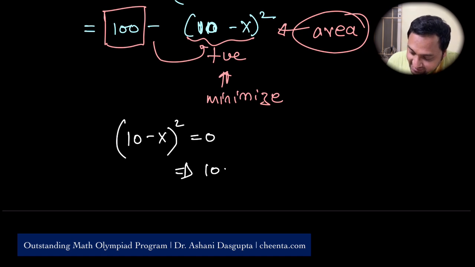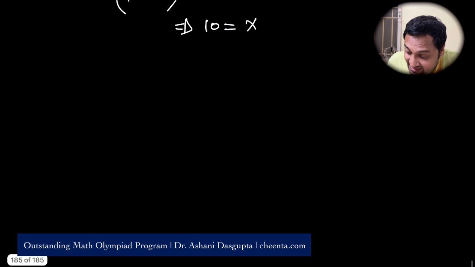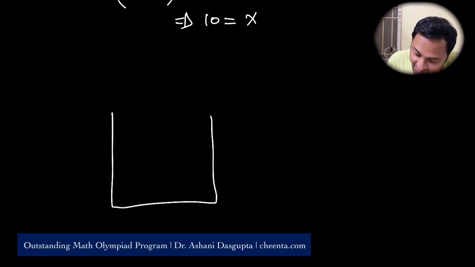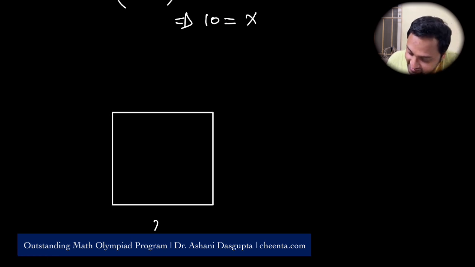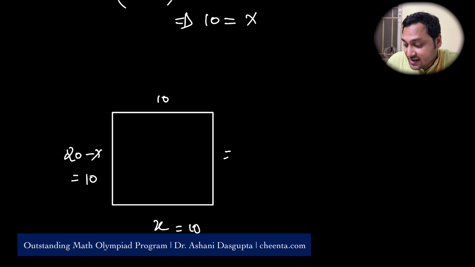If it's 0, then 10 is equal to x, which means this is a square. Has to be a square. If x is 10, then 20 minus x is also 10. This is 10 and this is 10, and the area is 100. So among all the rectangles with perimeter 40, the one with the highest area is the square. That's the relationship between the square and the rectangle.